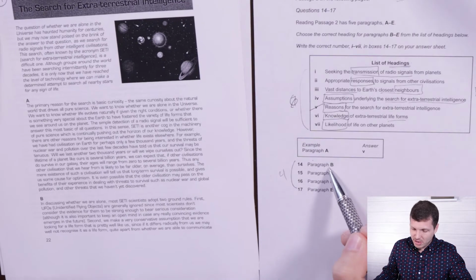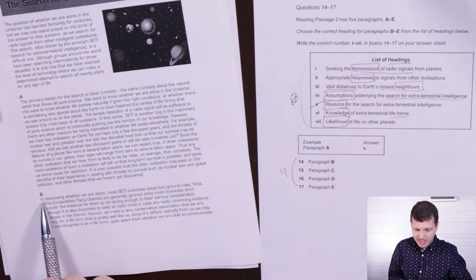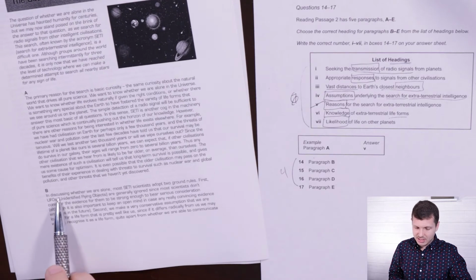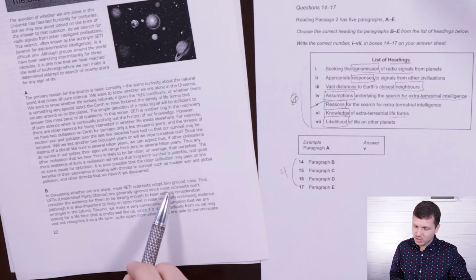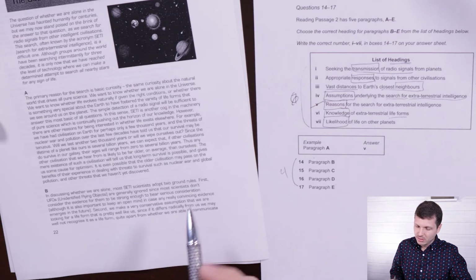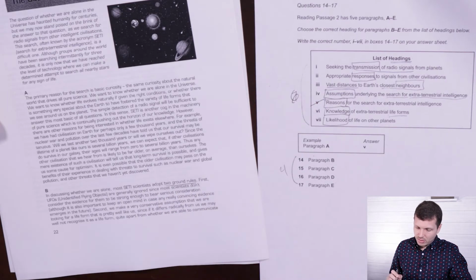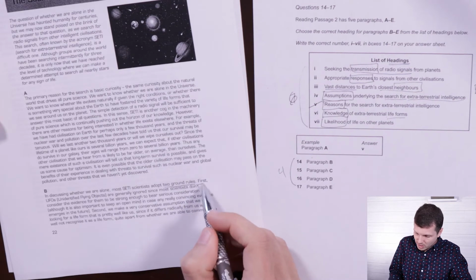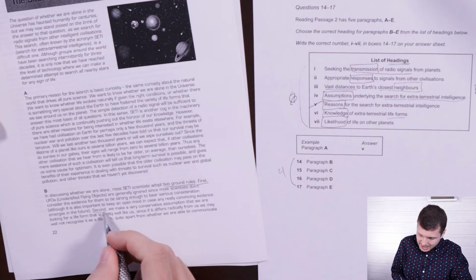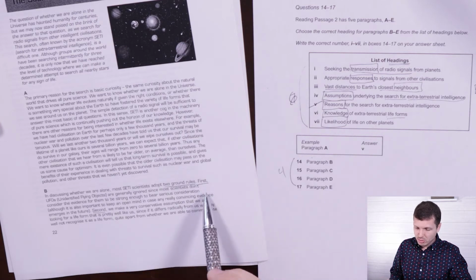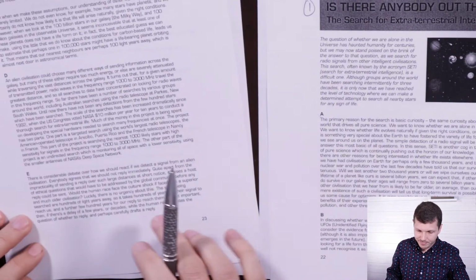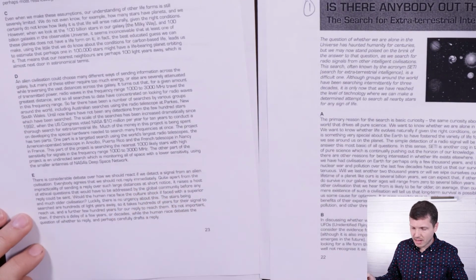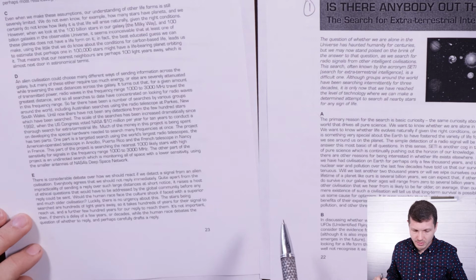Okay, let's do it. Paragraph B. Let's read the first sentence. "In discussing whether we are alone, most SETI scientists adopt two ground rules." So they're talking about adopting two ground rules, and then I see they say first, then I see second. So most of this paragraph, and we can go to the back, is talking about these two ground rules.